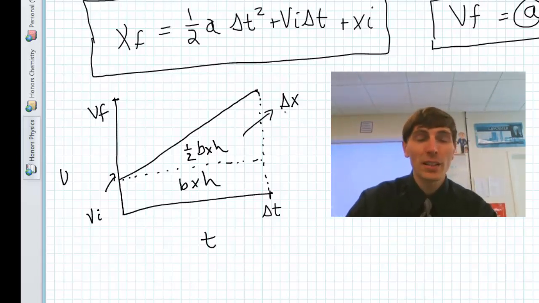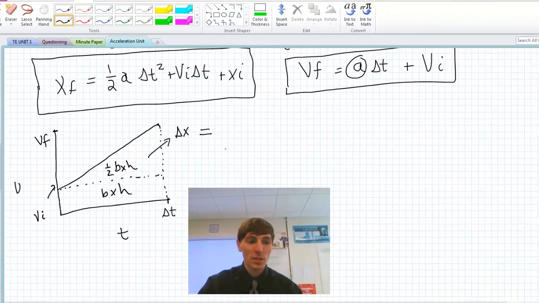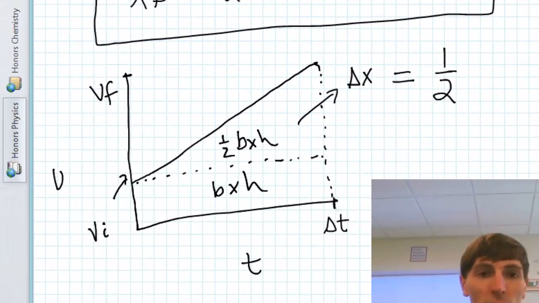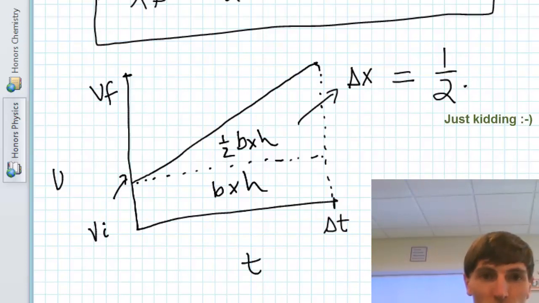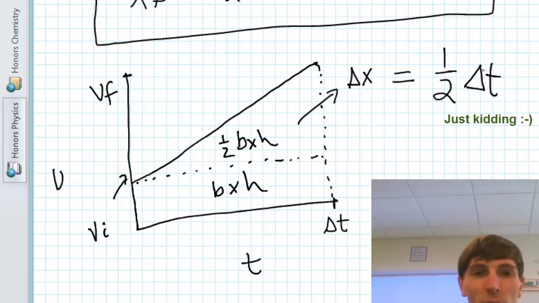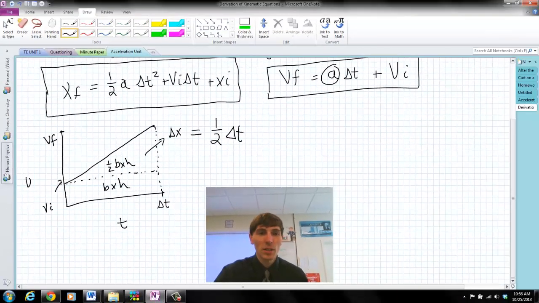Okay, so I need to find the delta x of this whole area under the curve. My delta x is going to be equal to 1/2 the base times the height of my triangle, so 1/2. Now the base of this triangle is going to be my delta t, and I'm going to put the height first. So I have delta t as my base, and then I'm going to put my height. The height is going to be this little region here.